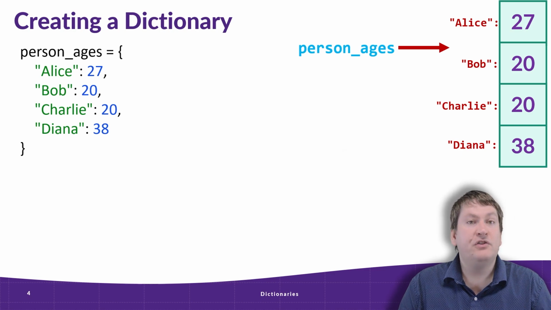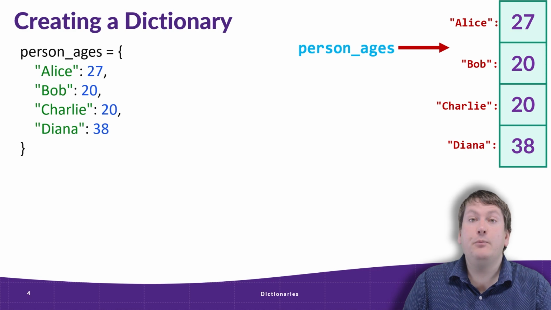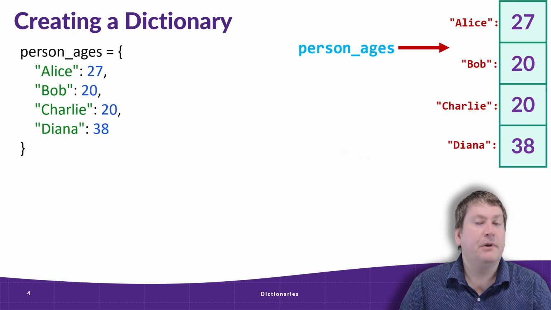The difference between dictionaries and lists is we don't reference these values like 27, 20, or 38 by an index number. So we can't say index 0, index 1, index 2, and so on. Instead, we reference these with a key. So Alice would point to 27, Bob would go to 20, Charlie would also go to 20, and so on.